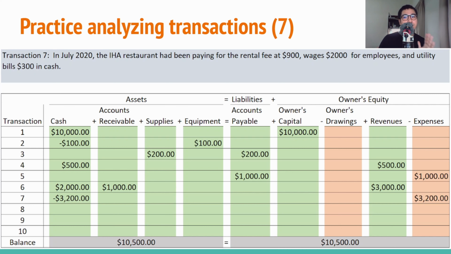The seventh transaction is in July 2020. The IHA restaurant paid the rental fee of 900, wage of 2,000 for employees, and utility bills of 300 in cash. So, like usual, the restaurant had to pay a total of 3,200 for expenses, including the rental fee, wage for employees, and utility bills. Consequently, the expense increases by 3,200 and the cash decreases by 3,200. However, as I mentioned earlier, the expense and the owner's equity are like cat and dog, so finally we still get the balancing on both sides, that is 10,500.